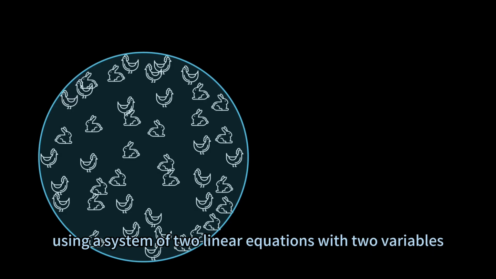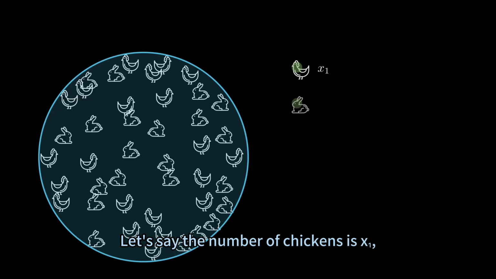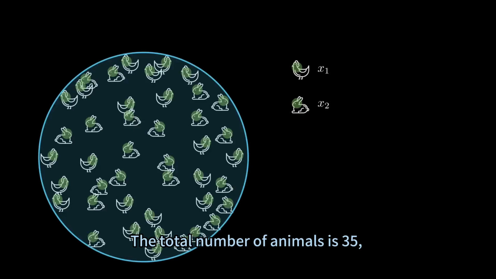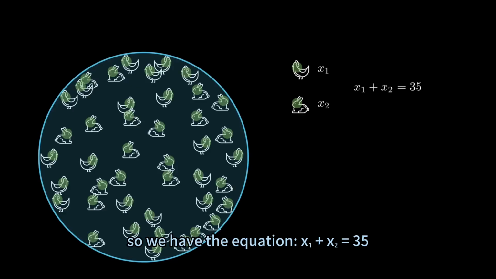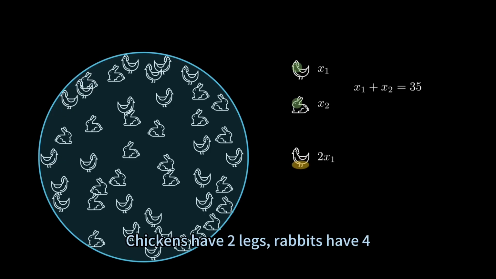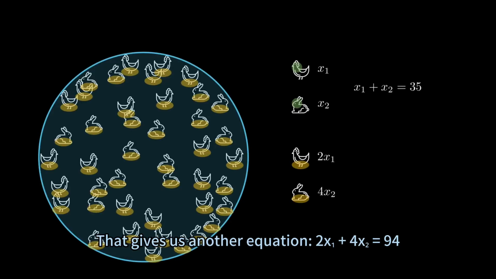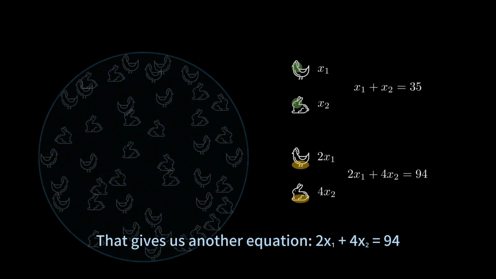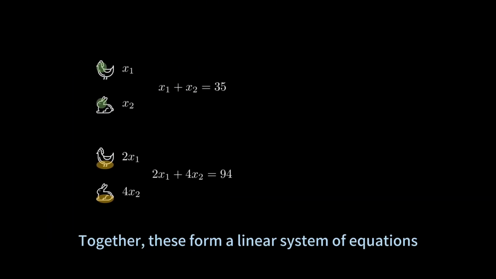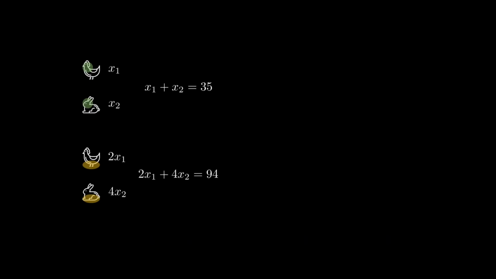We can very easily model this problem using a system of two linear equations with two variables. Let's say the number of chickens is x1, the number of rabbits is x2. The total number of animals is 35, so we have the equation x1 plus x2 equals 35. Chickens have 2 legs, rabbits have 4. Altogether, they make 94 legs. They give us another equation, 2 times x1 plus 4 times x2 equals 94. Together, they form a linear system of equations.